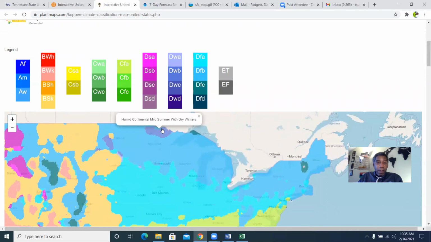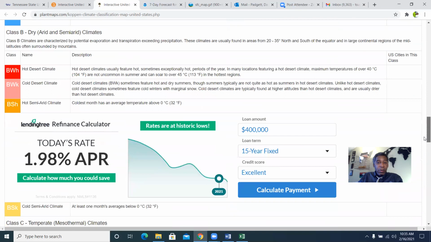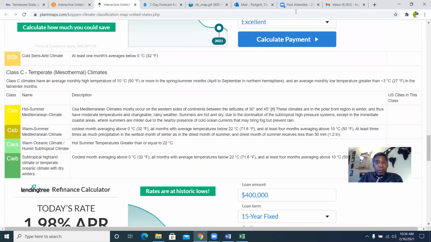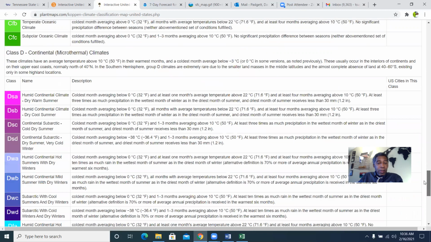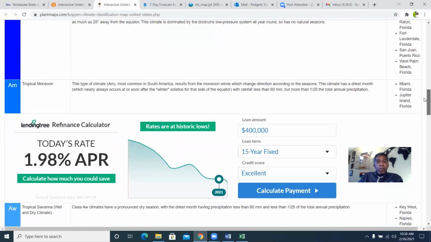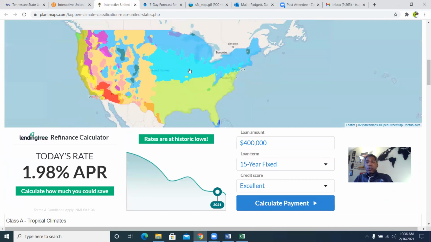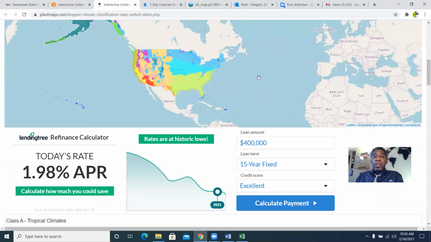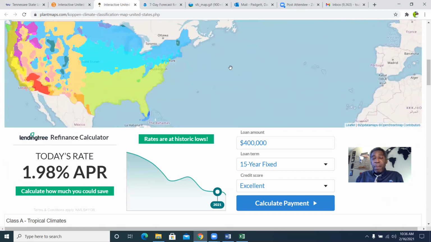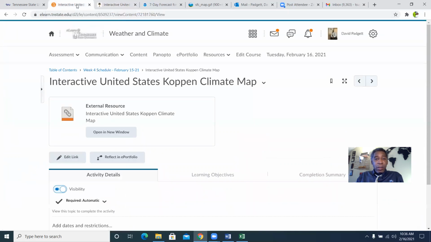Well, a little bit here. Humid continental mild summer with dry winters. So the various designations you can find in this table. So here are the D climates that we find in these areas here. So as you complete your assignment, you should find your hometown and describe the climate character, the Köppen climate region specifically, and perhaps some other climate characteristics that we'll get into later, perhaps.